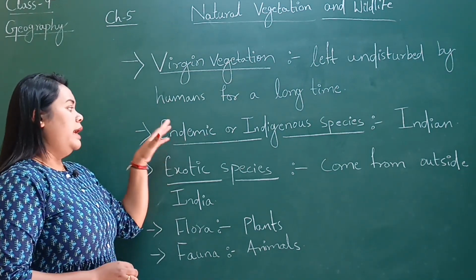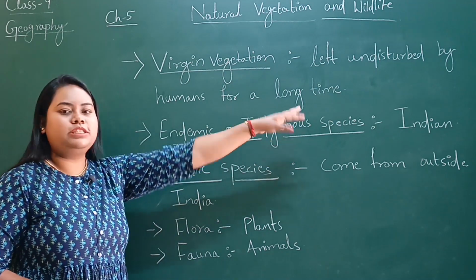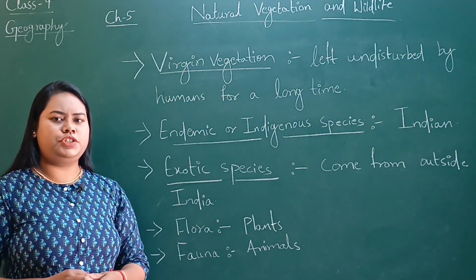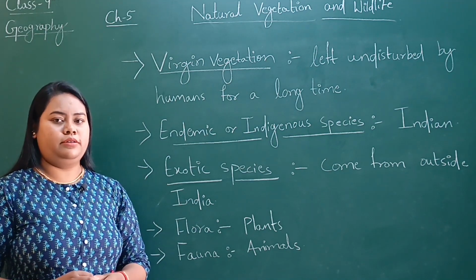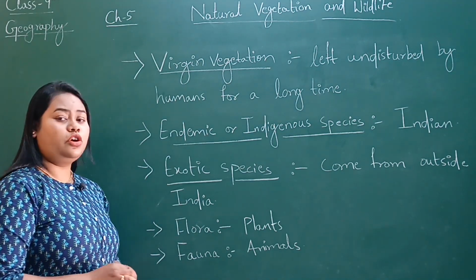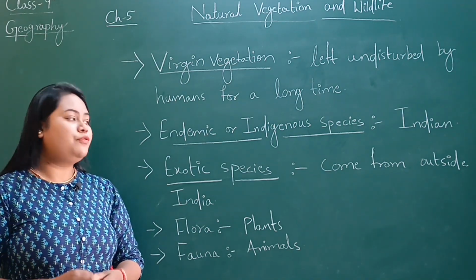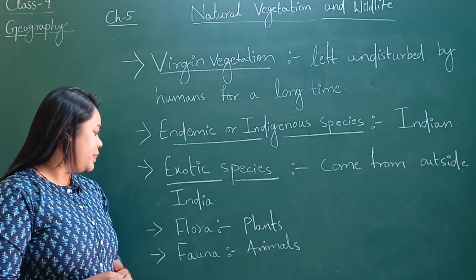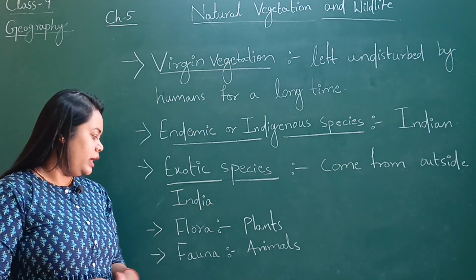Now, what are endemic or indigenous species? Endemic or indigenous species are virgin vegetation. They are purely Indian. Now, exotic species come from outside India. They are not Indian.